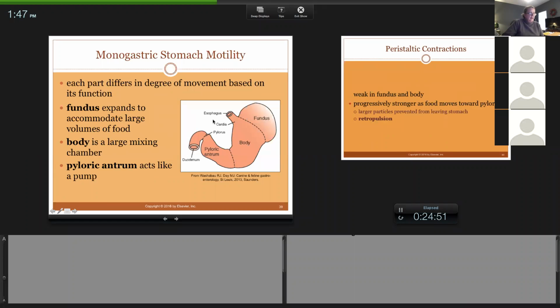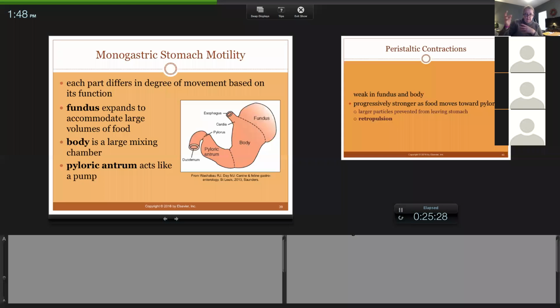Now, what each part does, for 16, the body is the primary mixing chamber. So when the bolus comes in, it's going to mix with the secretions primarily in the body. It can move into the fundus, but the fundus is kind of expanding to get a higher amount of food intake. Sometimes you go to a buffet or you order too much, your eyes are too big for your stomach, and you might take in more food than normal.